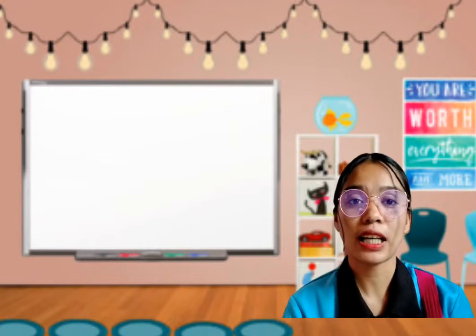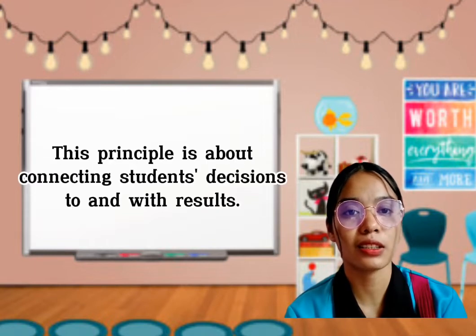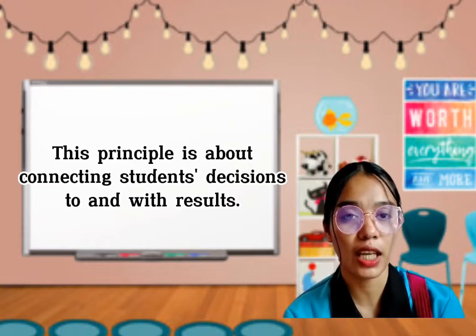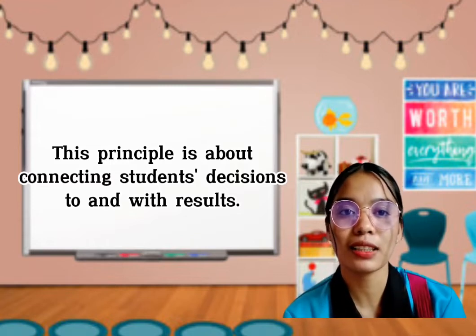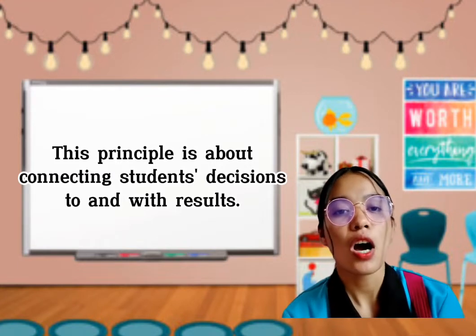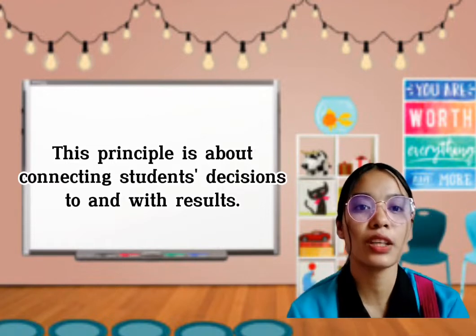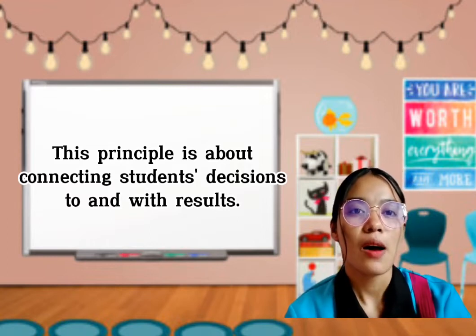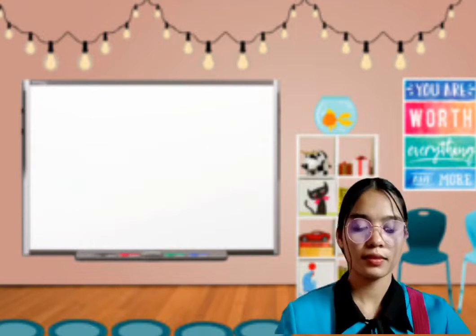Principle 2 is about logical consequences, not discipline. This principle is about connecting students' decisions to results. Our role is to help them see the connections so that they can learn from them. So in this principle, we help the students see the connections from their decisions, whatever the result of their decision is, so they can learn and motivate themselves to make decisions with good results.